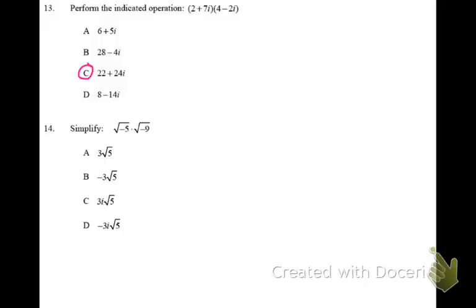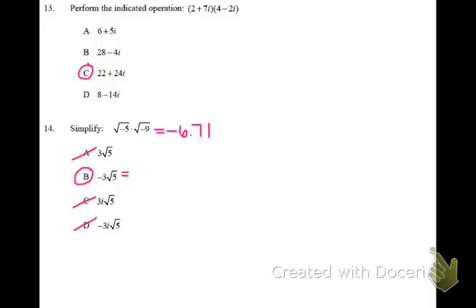14 is also a good calculator one. So the square root of negative 5 times the square root of negative 9. That gives me negative 6.71. Scanning all the way across, there is no i. Your answer has to be negative, so you can eliminate A and C. Also can't be D because it didn't have an i. So your answer has to be B.